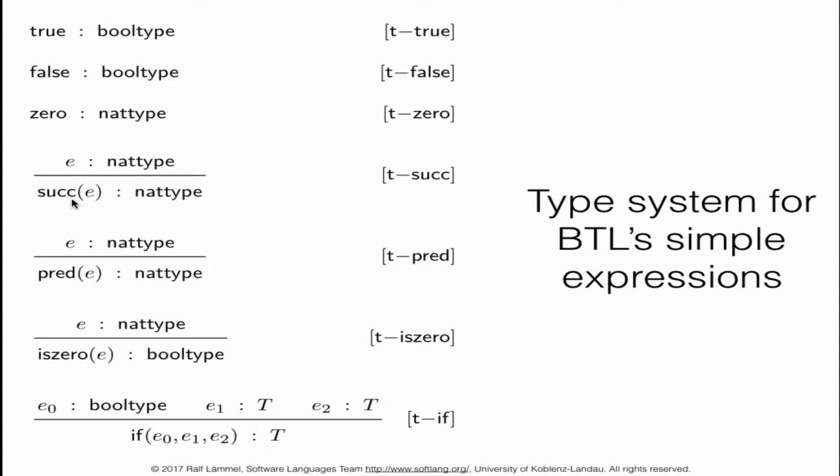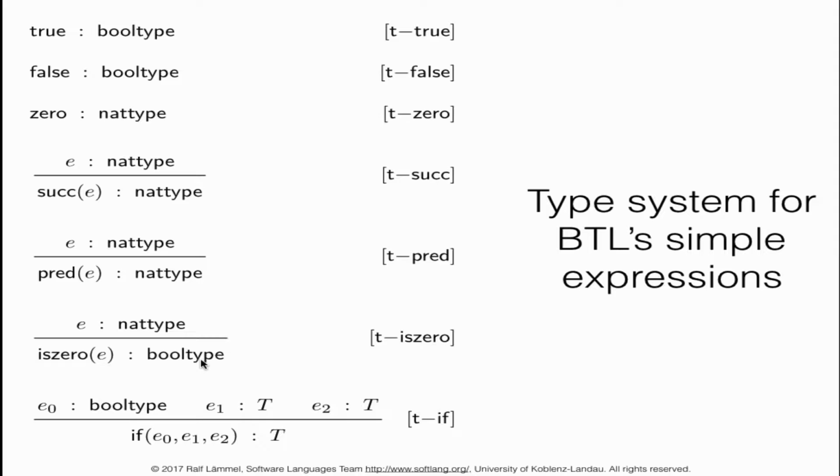And now for succ, we use a premise to establish that the operand of succ must be of type NatType, and if so, the compound expression is also of type NatType. And the same holds for pred. And for iszero, actually the operand also needs to be of type NatType, but the compound expression is of type BoolType.